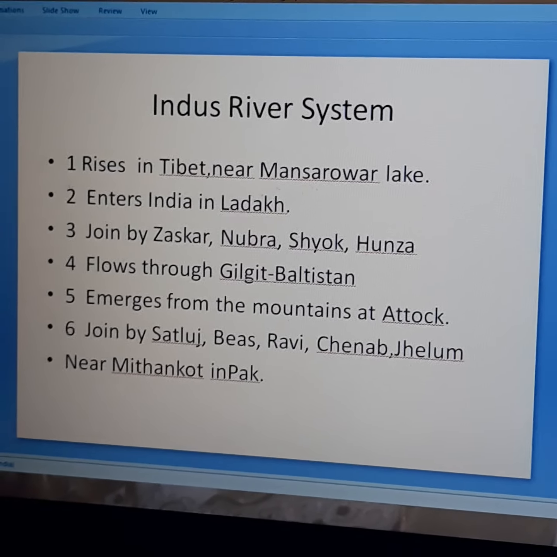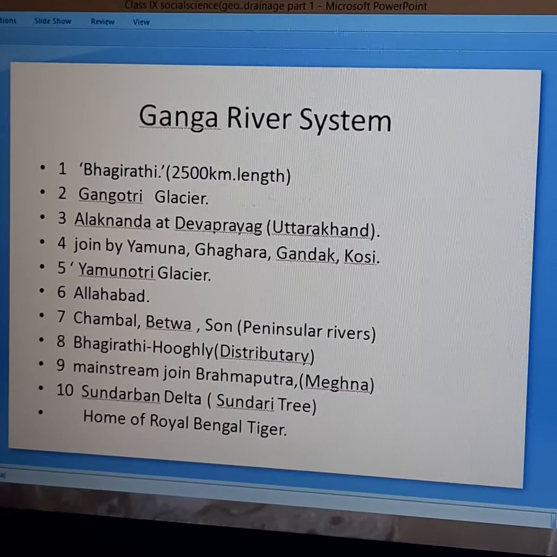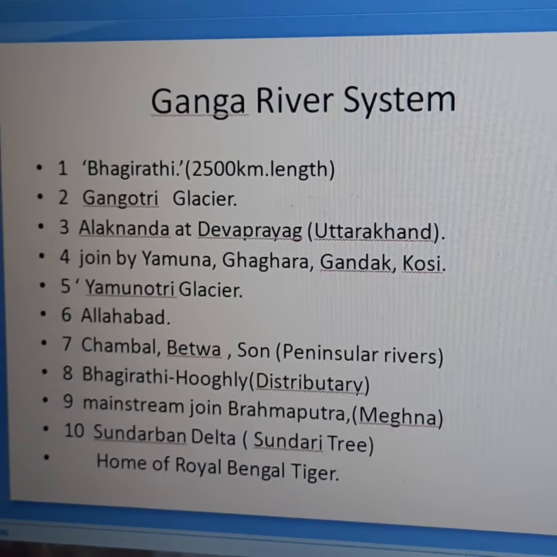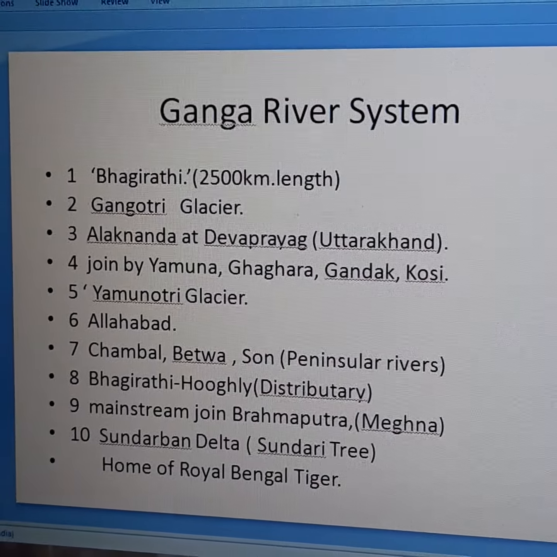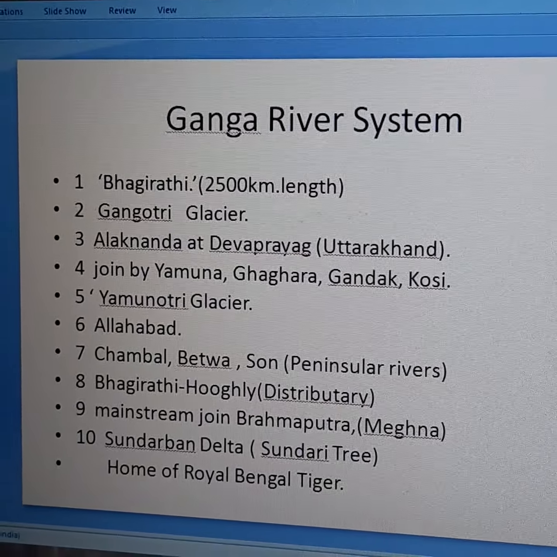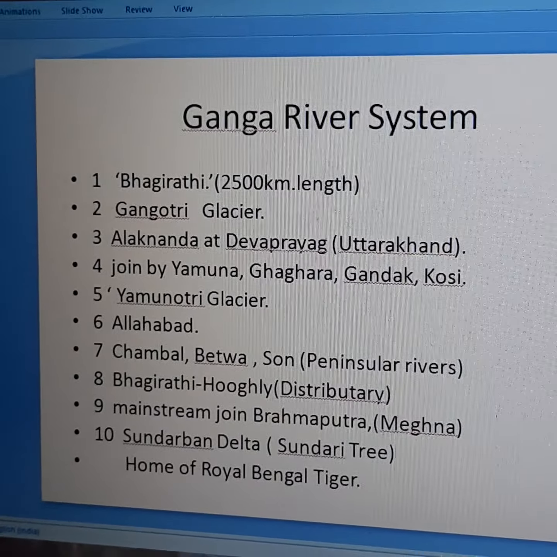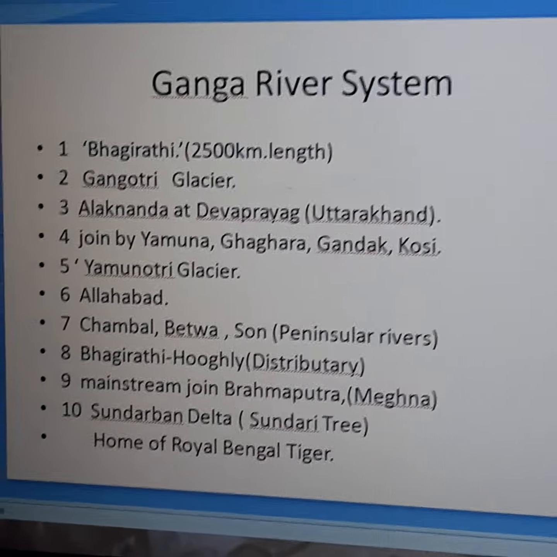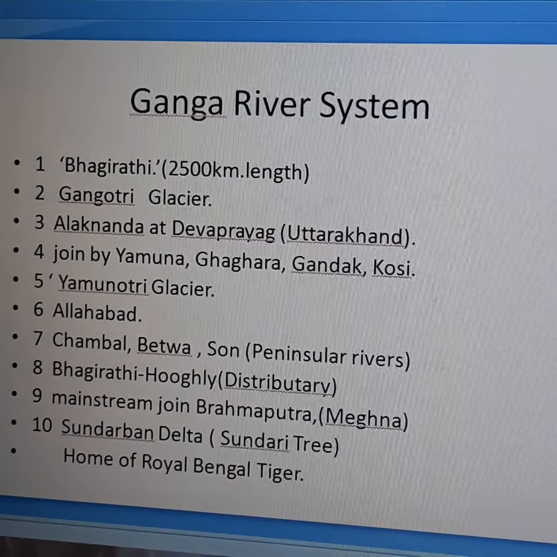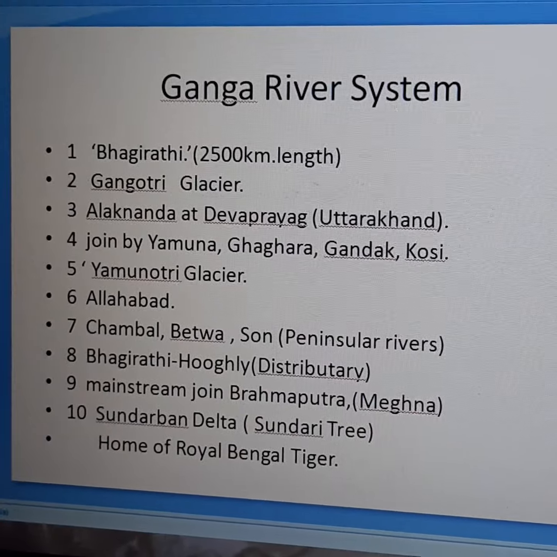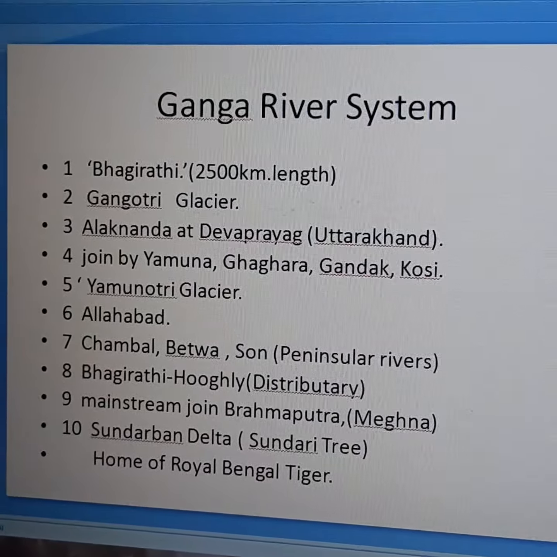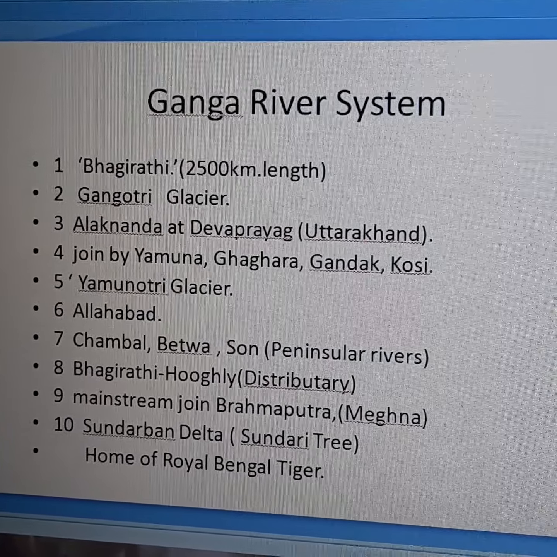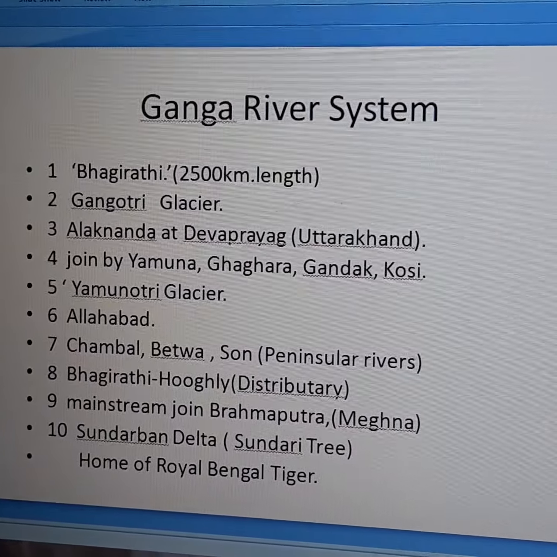Now next is the Ganga river system. The headwater of Ganga is called Bhagirathi at the top, and it is fed by the Gangotri glacier. That means the main source of the river Ganga is the Gangotri glacier, and it is joined by the Alaknanda at Devprayag in Uttarakhand. At Haridwar, the Ganga emerges from the mountains onto the plains.